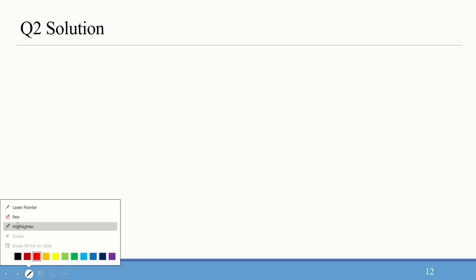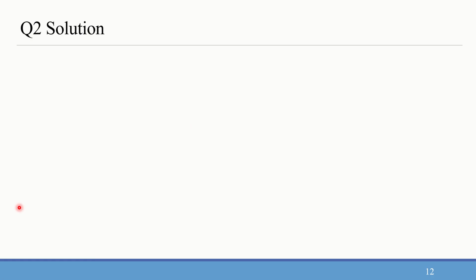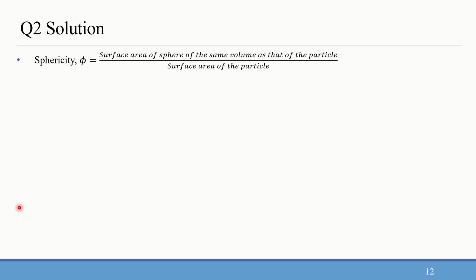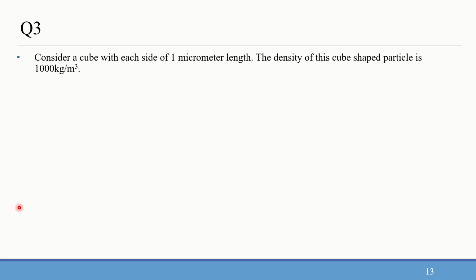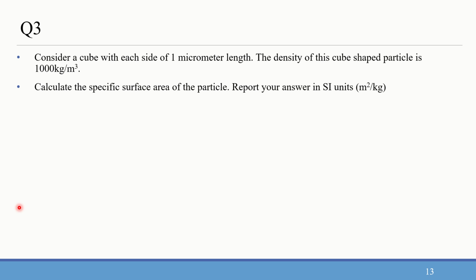Now, let us move on to question 3. Consider a cube with each side of 1 micrometer length. The density of the cube-shaped particle is 1000 kg per meter cube. Calculate the specific surface area of the particle. Report your answer in SI units, that is meter square per kg.